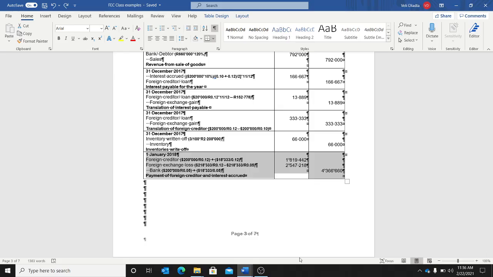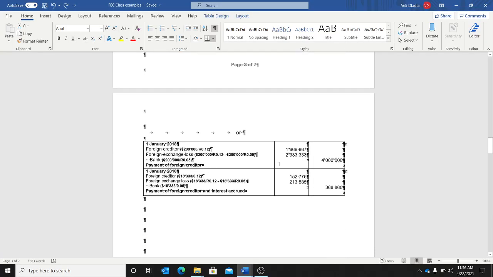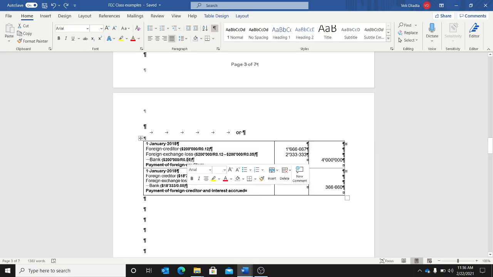Let me show you. If I try to break down this journal entry, I'm going to break it down into individual amounts so that you can see it one by one. Here, let's start with the payment. Okay, let's start with the payment. We are paying 200,000 here. We are paying 200,000.